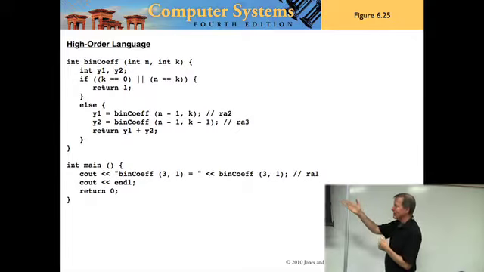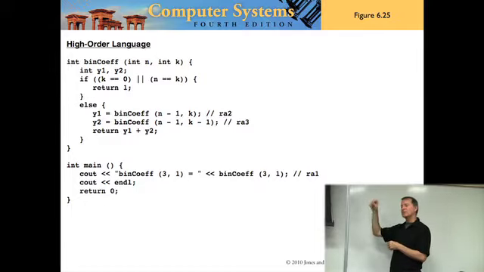So here is our old friend, the binomial coefficient, and we've already seen this code before, so everybody understands how it works. And you've even sketched the runtime stack for that. Are we good? All right.